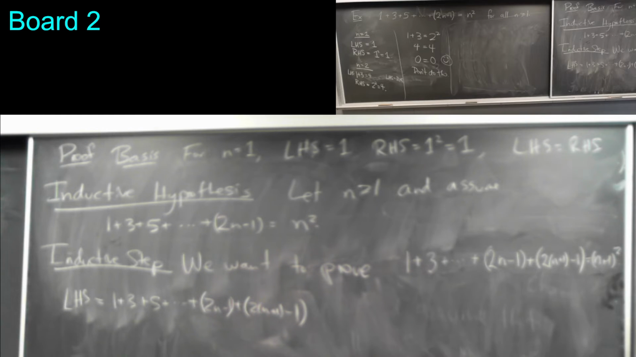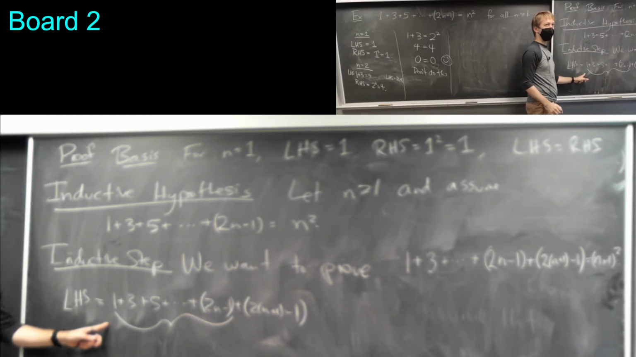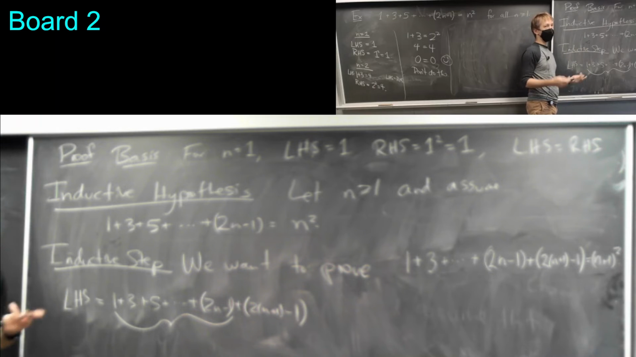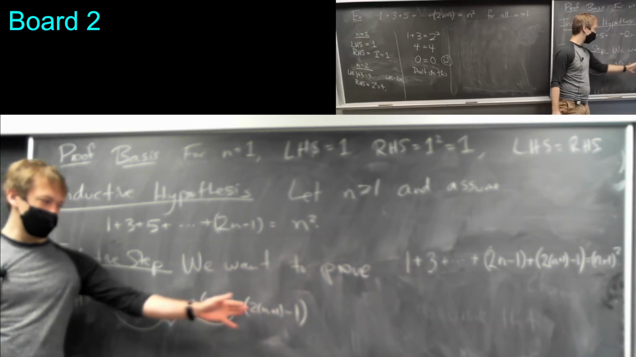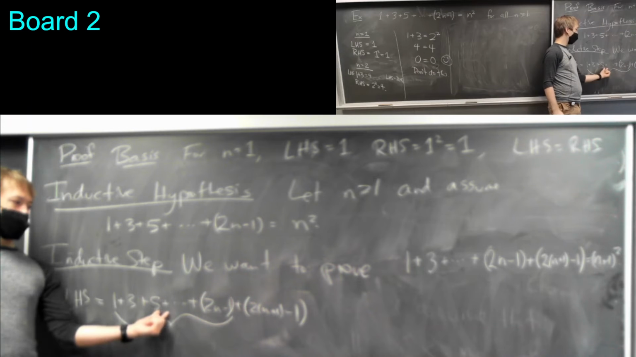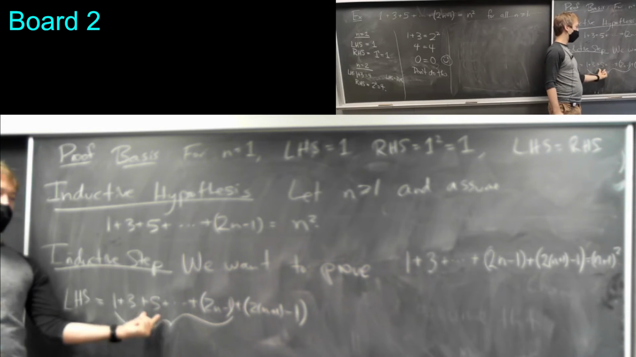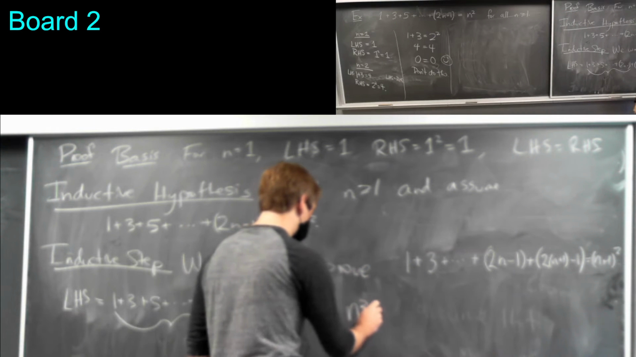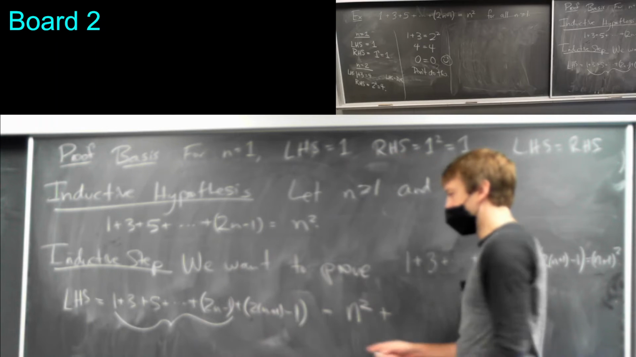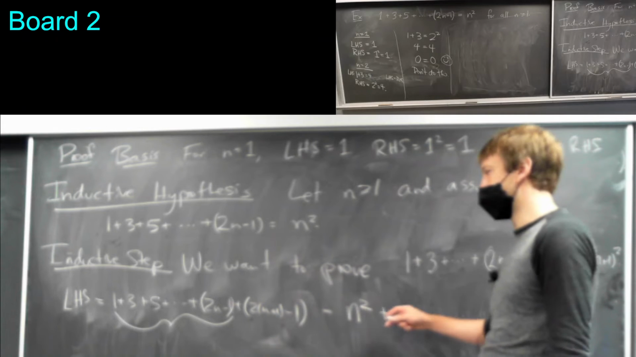Okay. Any suggestions for what to do with this? Yeah. You want to take this thing and simplify it using the inductive hypothesis, right? Exactly. Perfect. So this is the thing to notice. If I take all of this sum except for the last term, I know what that is. I've got a formula right here for it. So let's substitute that in. So this is equal to n squared plus this last thing, which, by the way, is equal to 2 times n plus 2 minus 1, so plus 1.